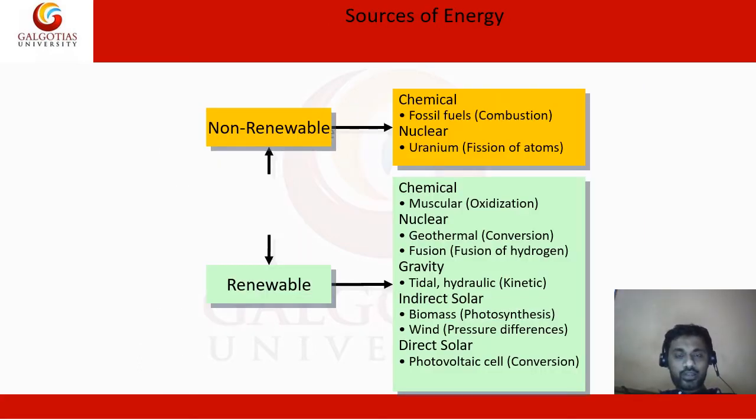Coming to the sources of energy, we have broadly categorized them into renewable and non-renewable sources. The non-renewables include fossil fuels and nuclear fuels, which are non-renewable in nature. And we also have renewable energy sources like direct solar in the form of photovoltaic cell conversion. You have biomass, wind energy, tidal energy, and so on.